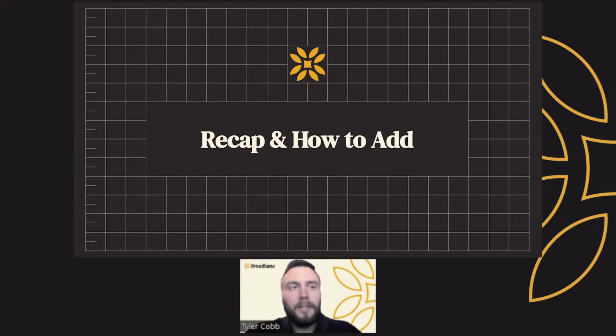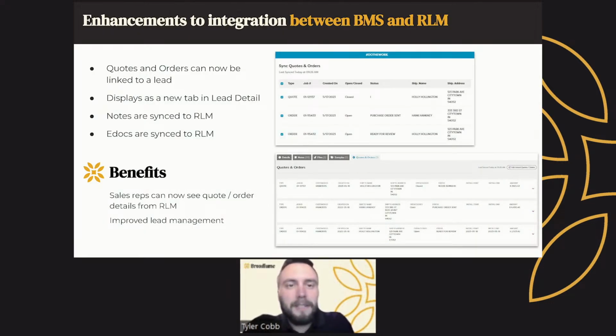So I want to do a quick recap. The enhancements to the integration between BMS and RLM provide you with a way to now see quotes and orders directly documented and linked to a given lead. This helps establish the value of that particular lead for the business and gives you quick reference to everything that is happening with them further into the life cycle of that particular sale. And all of this is organized in a new tab on the lead detail page, plus notes and eDocs, which are critical information for that particular lead, are included as well.